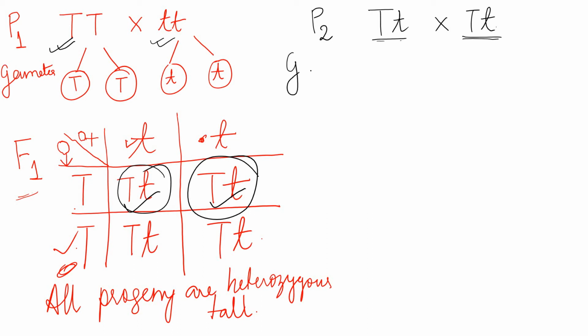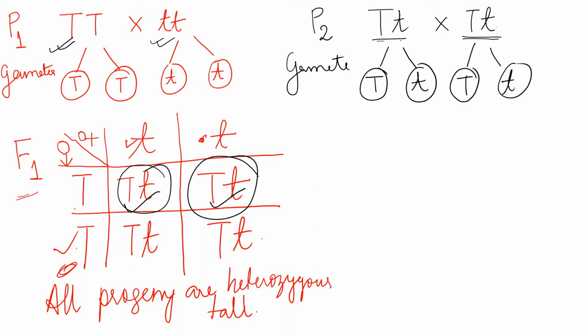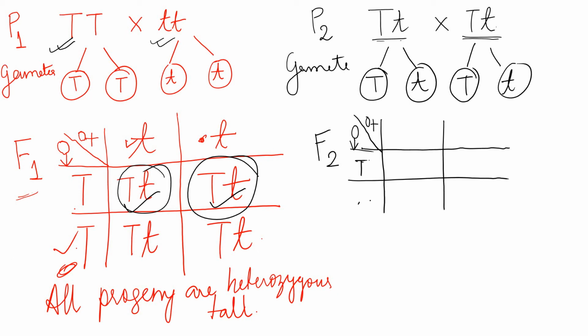All right, next what will be the step? Gamete formation. What will be the gametes? Capital T, small t, capital T, small t. Fine, done. Form the Punnett square. Now this will be filial generation 2. On this side we write the male gametes, here we write the female gametes. In the male we can write capital T, small t, right? And on the female side also we write capital T and small t.